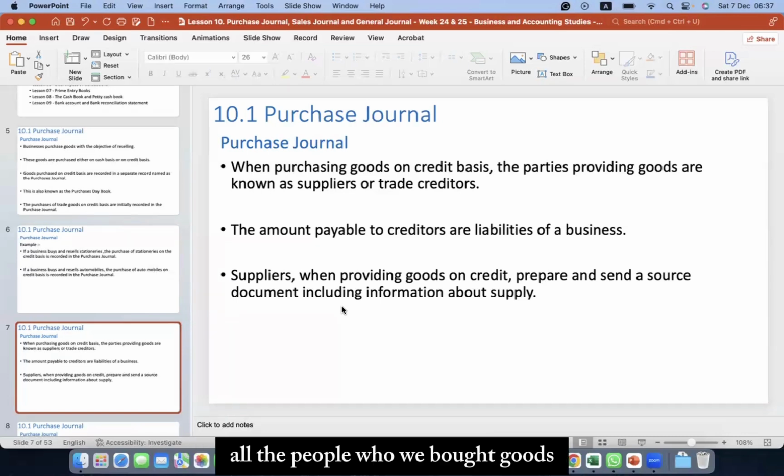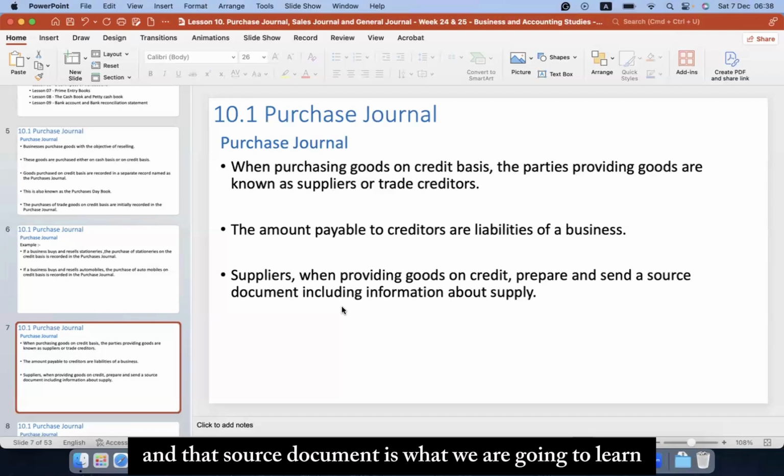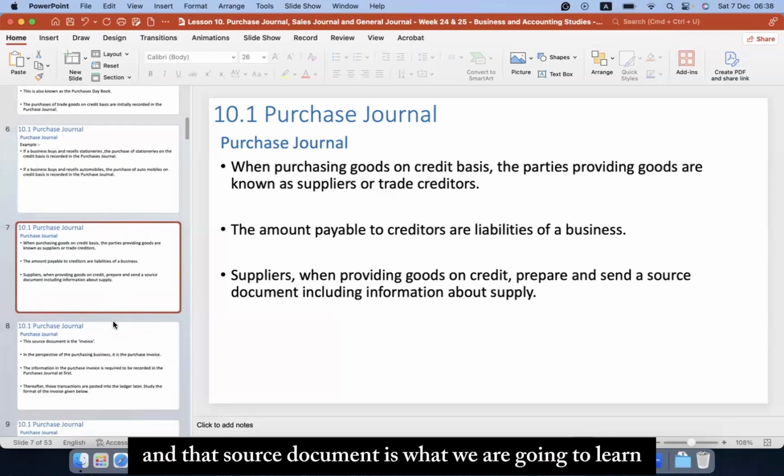or the people from whom we bought goods. And these creditors, as we already know, become a liability of the business. And the next part is, as we did with many other prime entry books, before recording this in a journal, we have a source document. And that source document is what we are going to learn now.